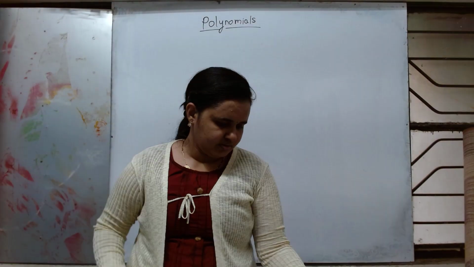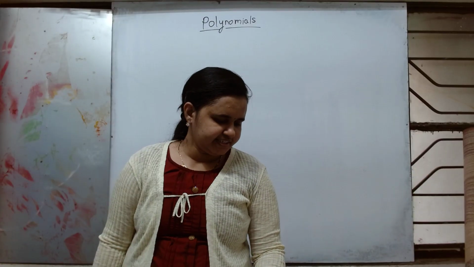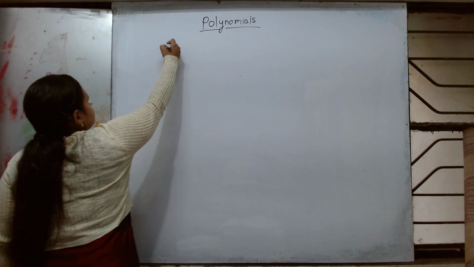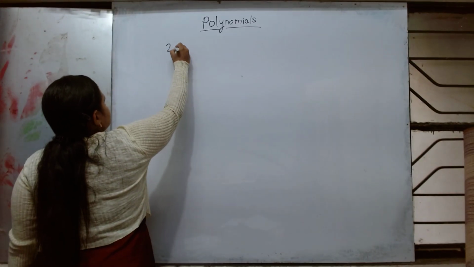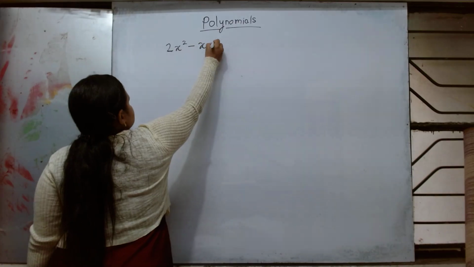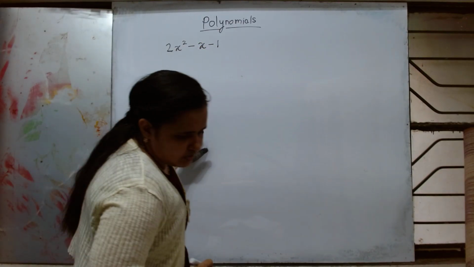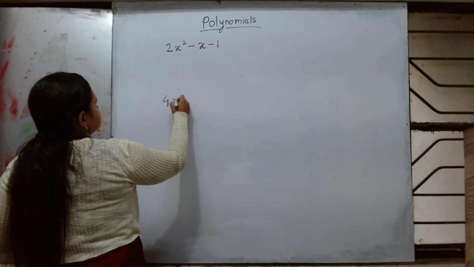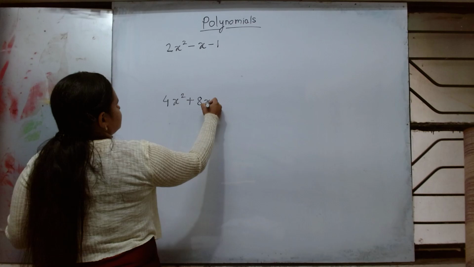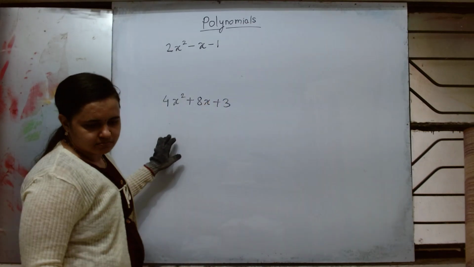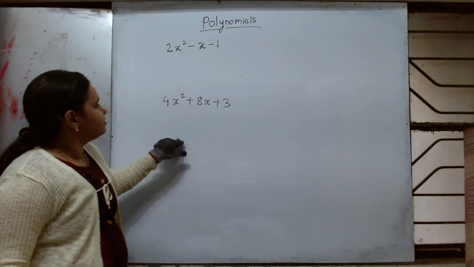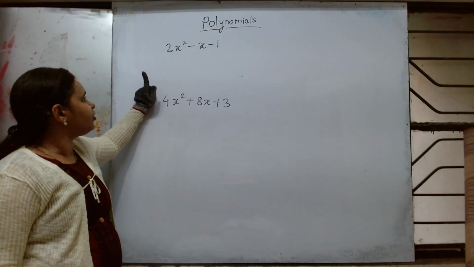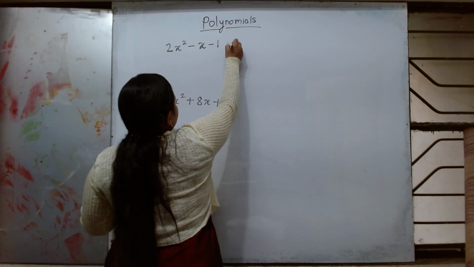Now the second one, level 1, second question. GCD of 2x square minus x minus 1 and 4x square plus 8x plus 3. Now we have to again find the factors for finding the HCF of these two polynomials. So how will we find them?